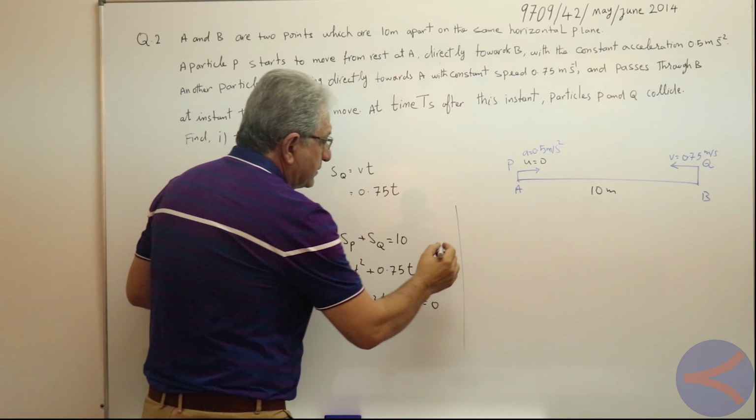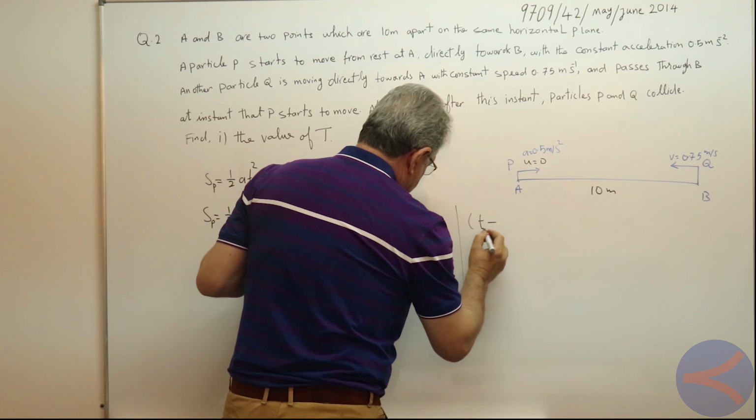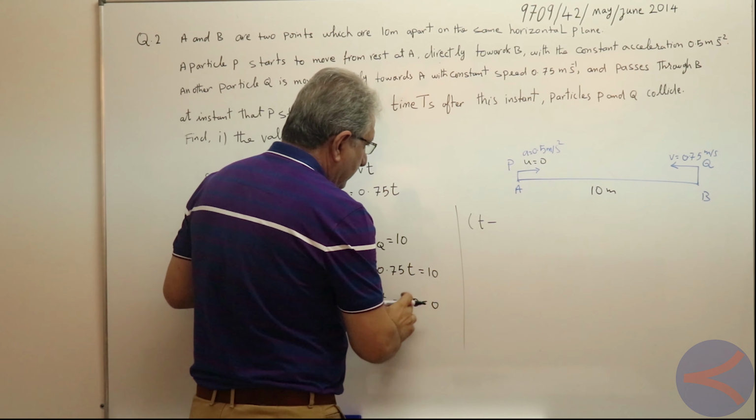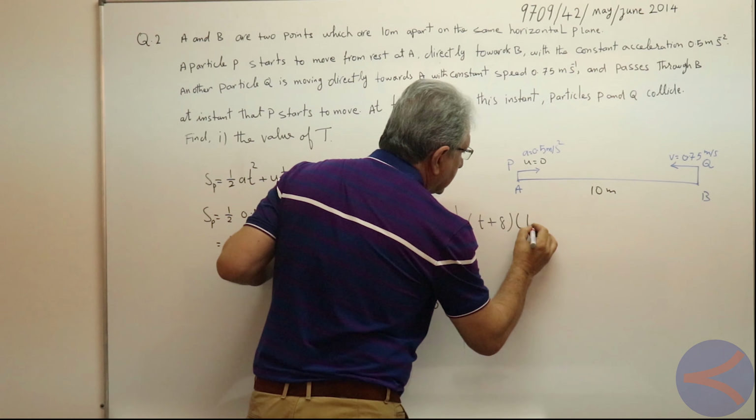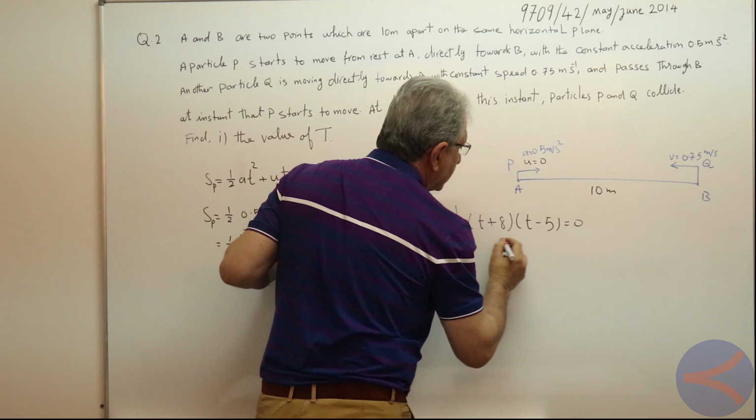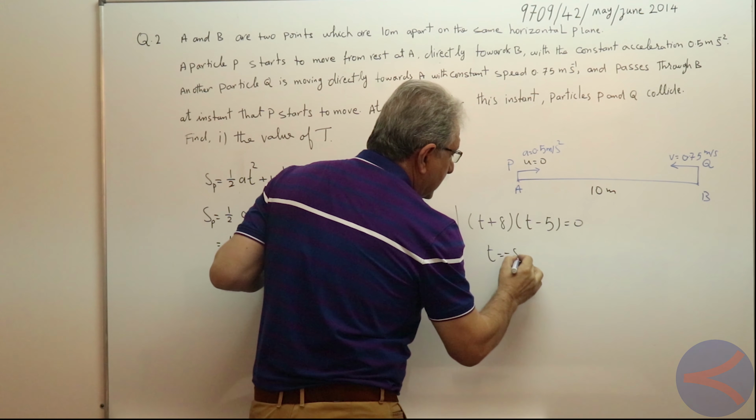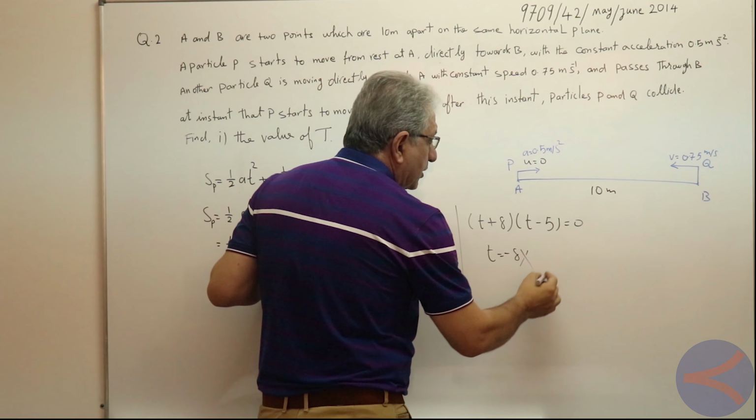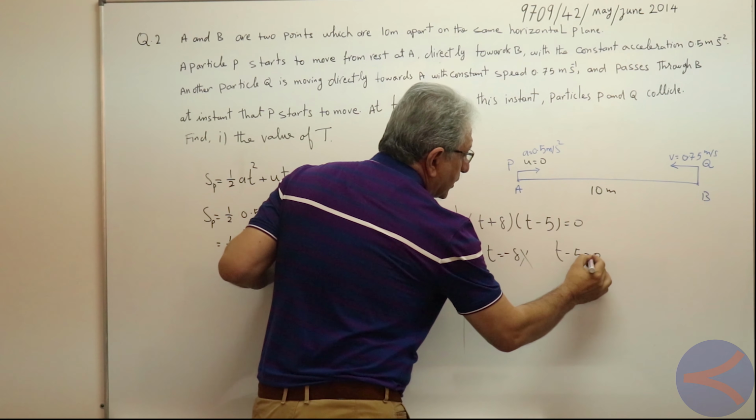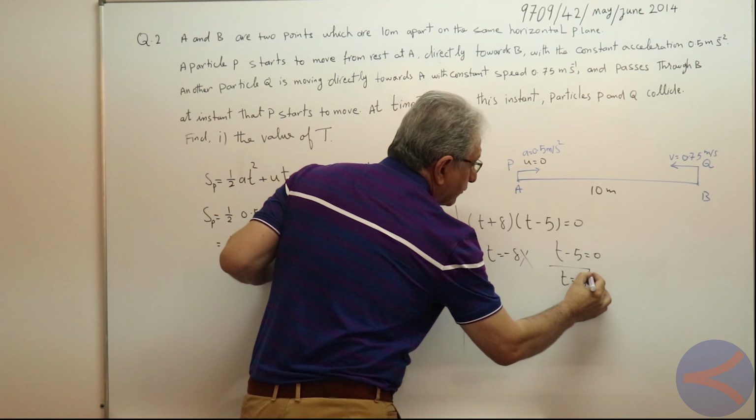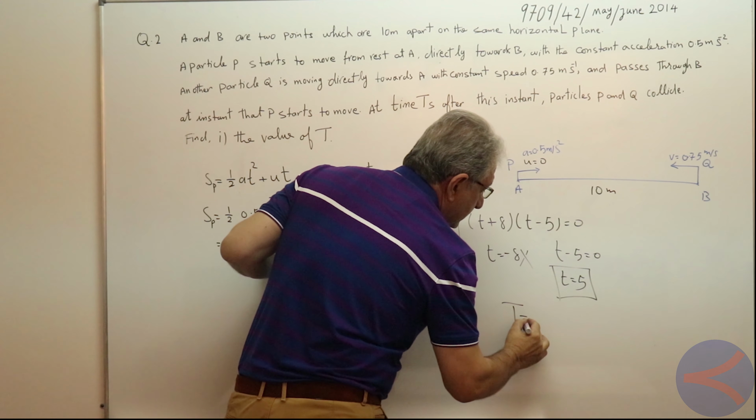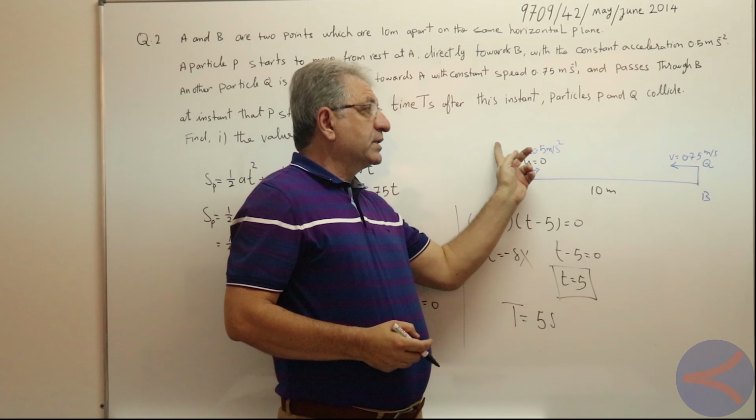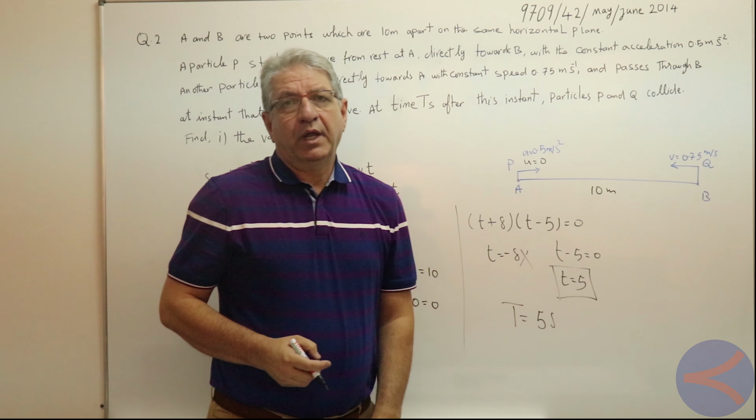Now we can factorize this, which is (t plus 8)(t minus 5) equal to 0. Therefore either t is equal to -8, which is not accepted because time cannot be negative, or t minus 5 equals 0, so t equals 5. Therefore, capital T is 5 seconds. That means after 5 seconds, particle P and particle Q collide.